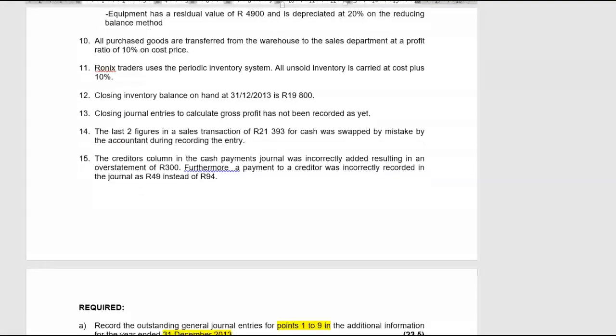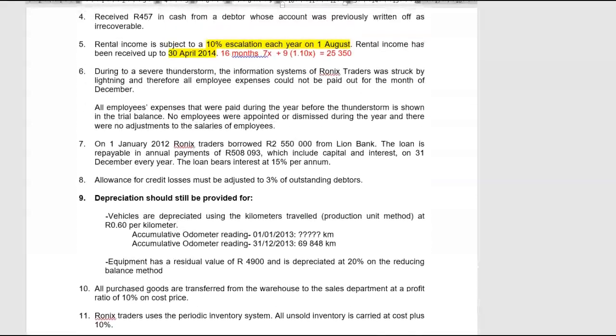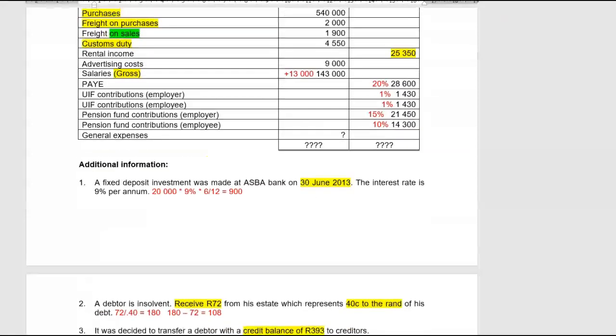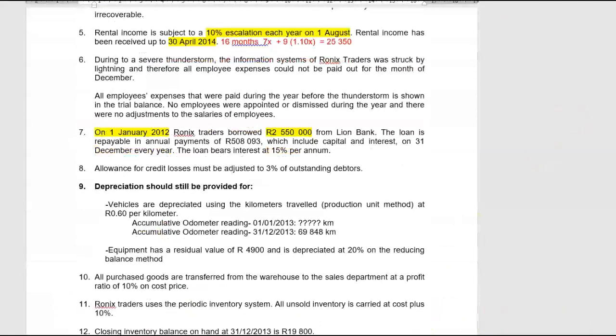The next one. That was number 6. On 1 January 2012, now 1 January 2012 is the previous financial year, Rolex Traders borrowed 2,550,000 from Lion Bank. Now if we go to the trial balance, we see here that the loan from Lion Bank is just a question mark. So obviously you have to fill in the blanks.